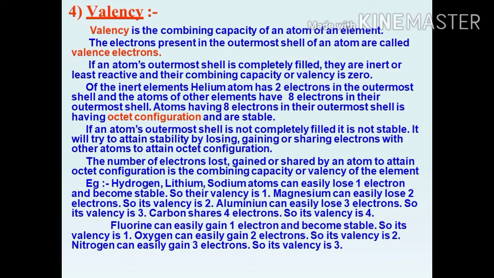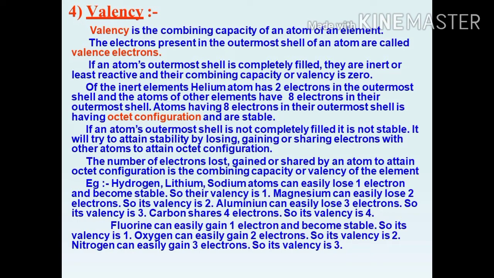Already we know the first shell should contain 2 electrons. You know the formula 2n², where n is the orbit number. For the first orbit, 2 into 1 square is equal to 2. If the outermost orbit contains 2 electrons, that is also stable in nature.